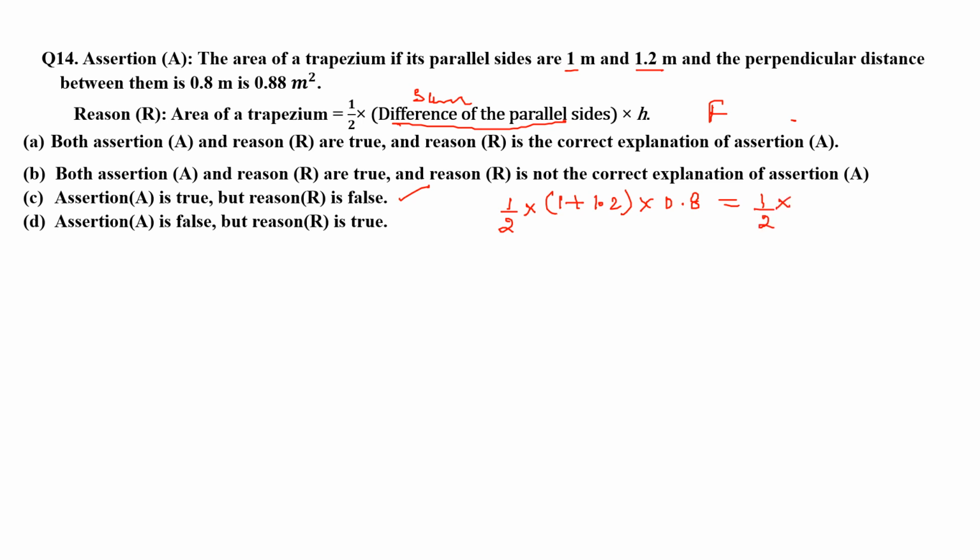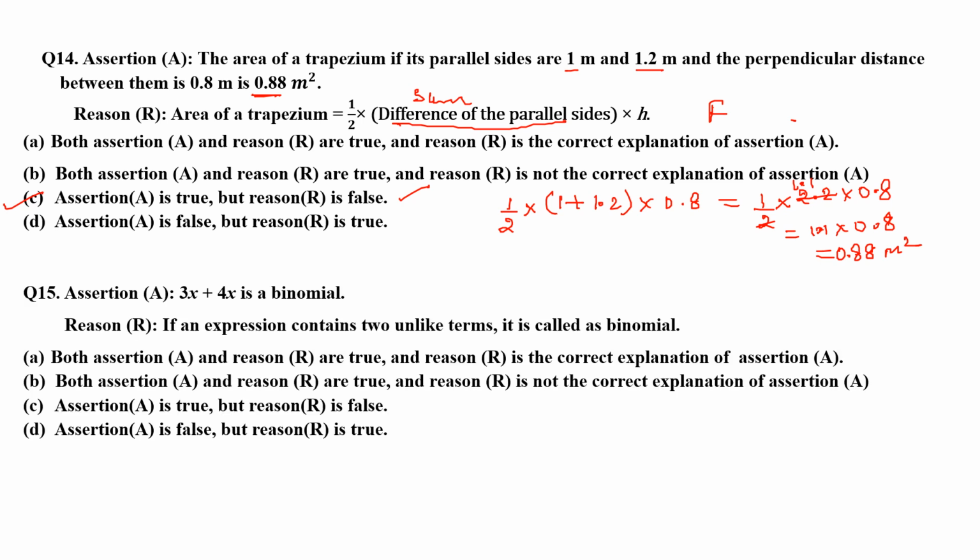So 1 by 2 into 1 plus 1.2 is 2.2 into 0.8. And when I reduce, it will be 1.1, and 1.1 into 0.8 will give me 0.88 meter square. So assertion is true because here it is given also, isn't it? Here it is given, it is 0.88 meter square. So from here I can say that assertion is true but reason is false. C is the correct option. Okay. Now moving to question number 15.